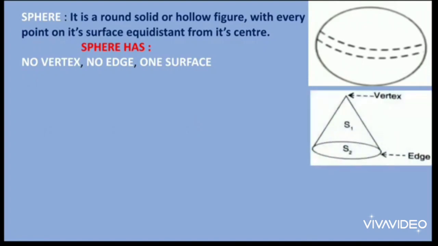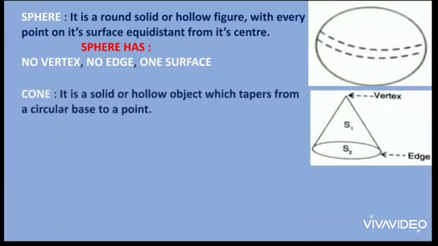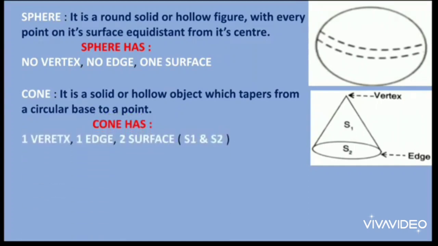Cone. It is a solid or hollow object which tapers from a circular base to a point. So from the figure you can understand the cone has one vertex at the top, one edge at the bottom, and has two surfaces, the circular one and the tapered part, that is S1 and S2.